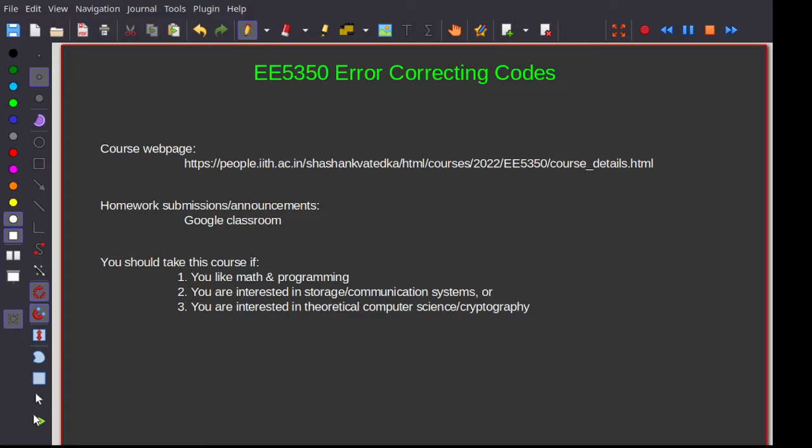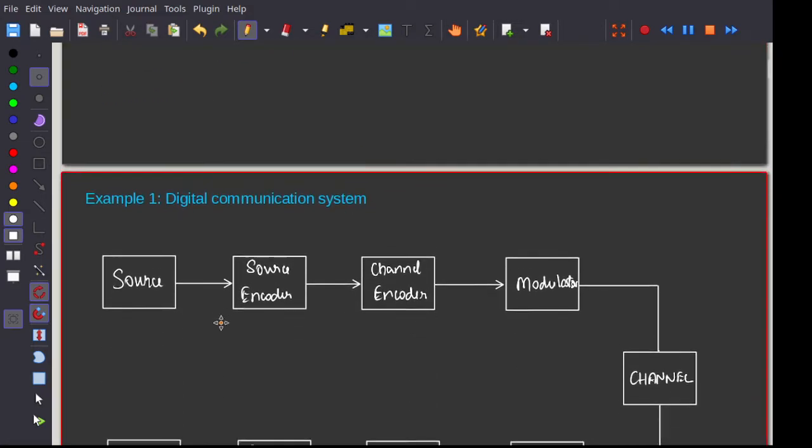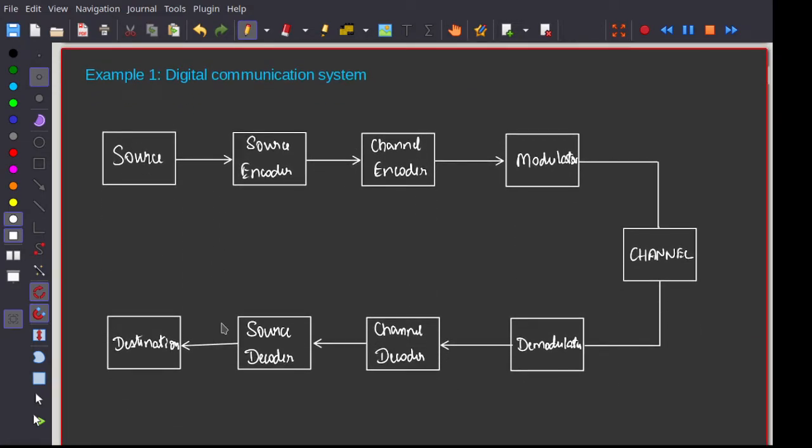Okay, so let's get started. The most typical example for where error correcting codes are used are in all digital communication systems. Any sort of cell phones, Wi-Fi, even optical communication, all of these employ error correcting codes in some form.